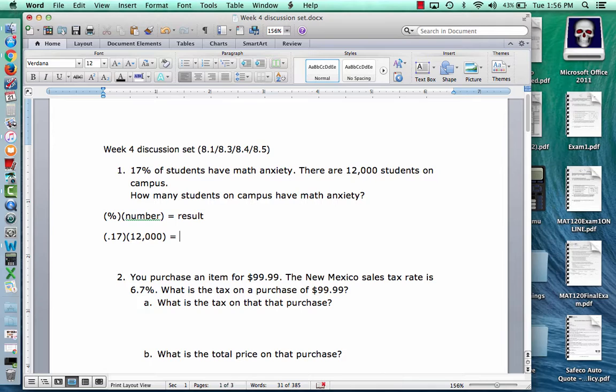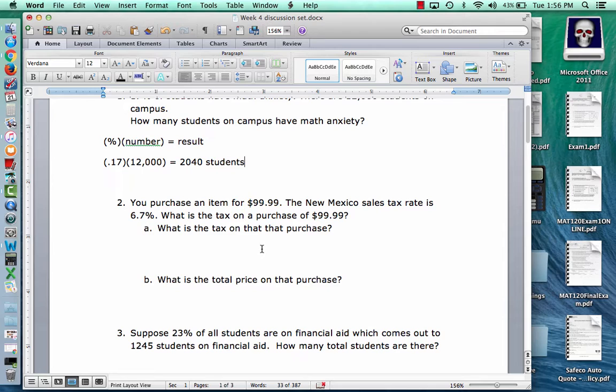So we're looking at 0.17 times 12,000, 2,040. So I'd say 2,040 students have math anxiety.